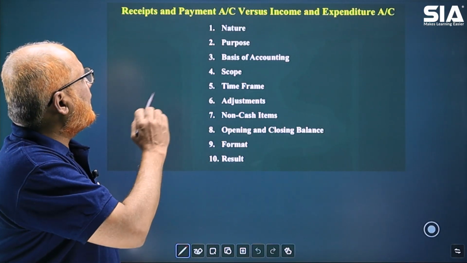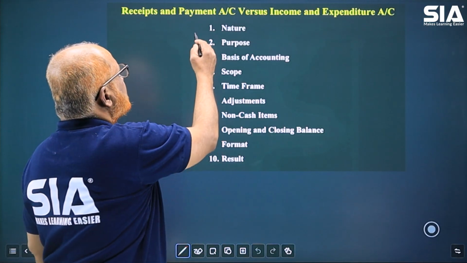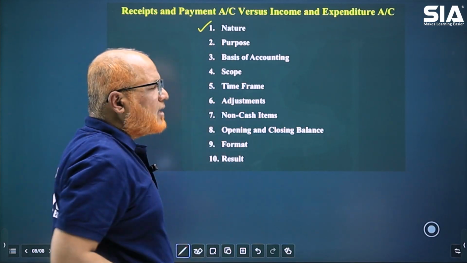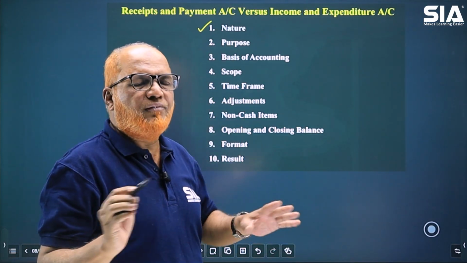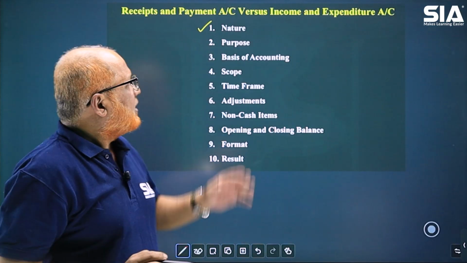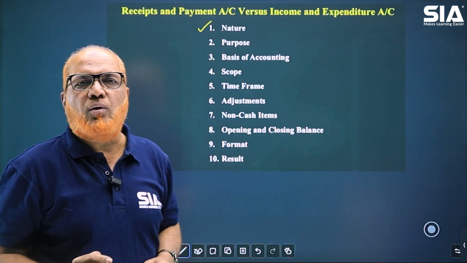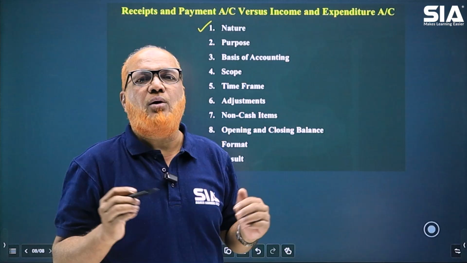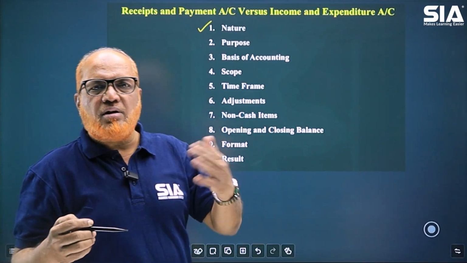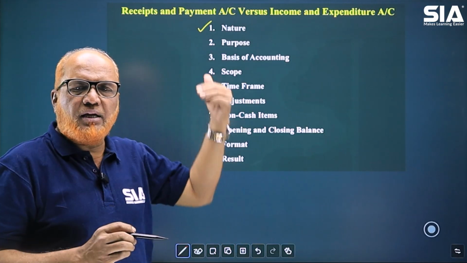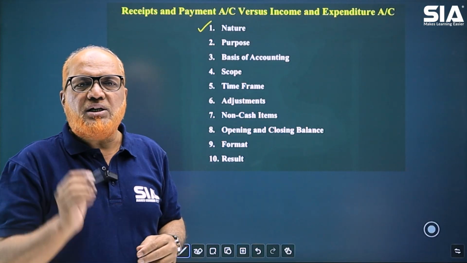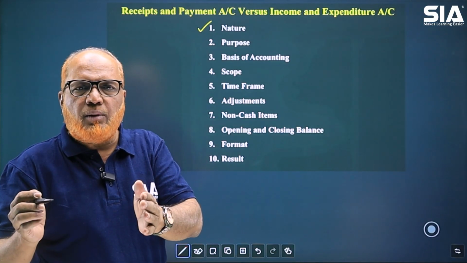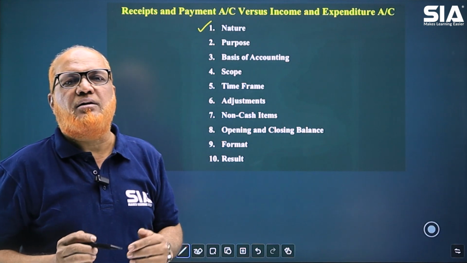First of all, the nature. The nature of receipts and payments account and income and expenditure account is absolutely different, completely changed. The nature of receipts and payments account is that it is a real account. Debit what comes in, credit what goes out. That rule will apply in receipts and payments account. That's why we record all receipts on the debit side and all payments on the credit side.